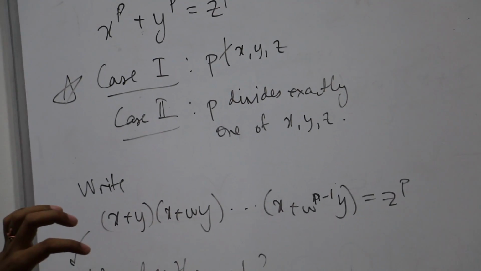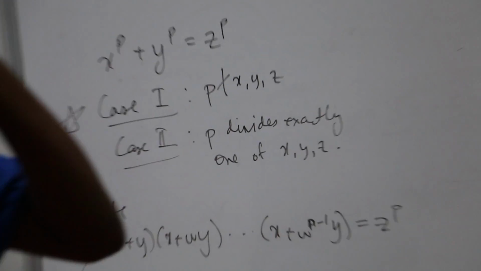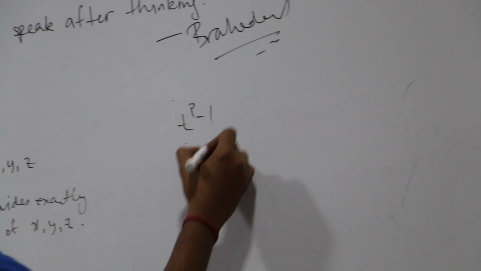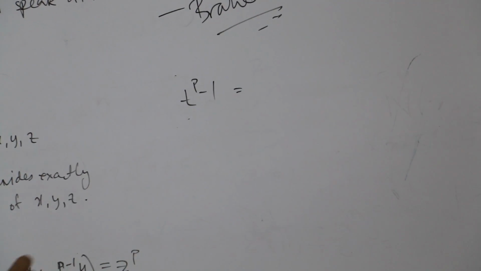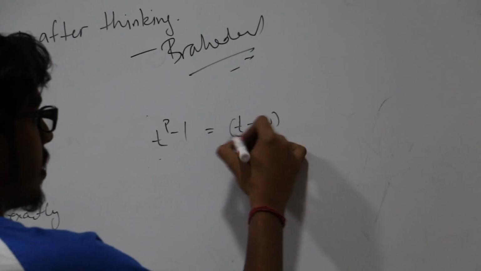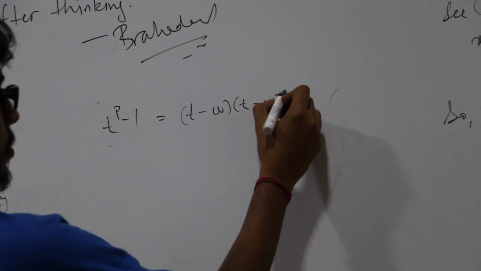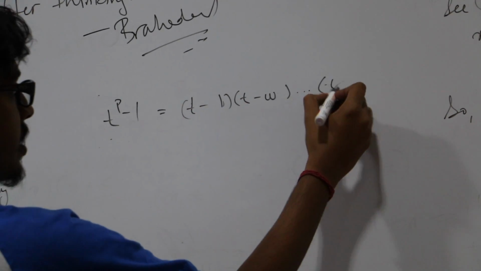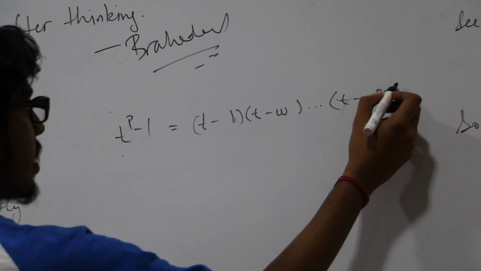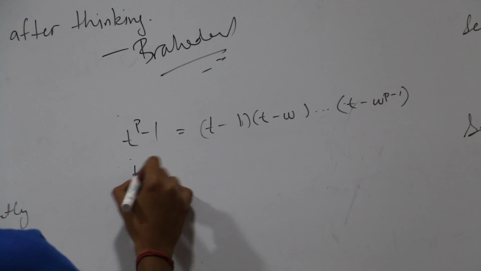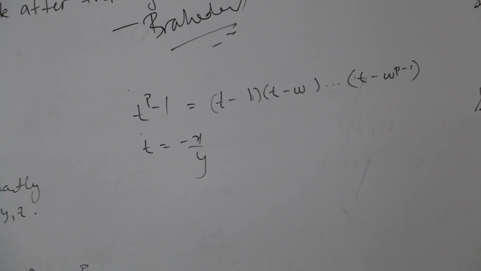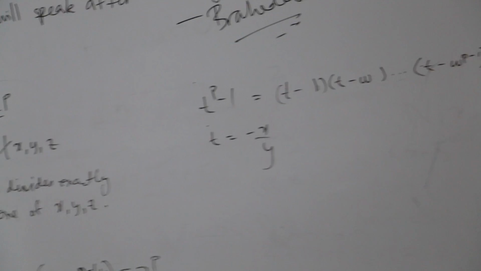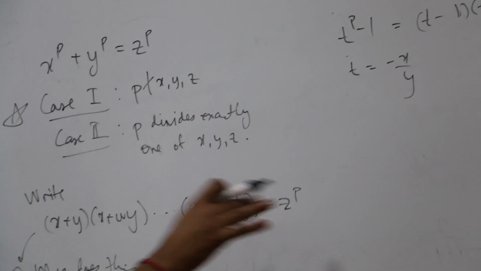I'll have to show it. No, look at what to do. Think about t^p minus 1. How can you write this? Definitely all the roots of this are the powers of the pth root of unity. So this is nothing but t minus 1, t minus omega, t minus omega square. You should start from t minus 1, right? t minus 1, t minus omega, up to t minus omega^(p-1). Right? Now put t equal to minus x by y. You will get this. Will it work? So then you write this as z^p.